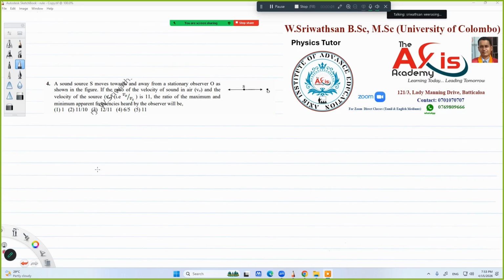So question number 4: a sound source S moves towards and away from a stationary observer O. This is a sound source, it's moving towards and away from the stationary observer, okay, right?